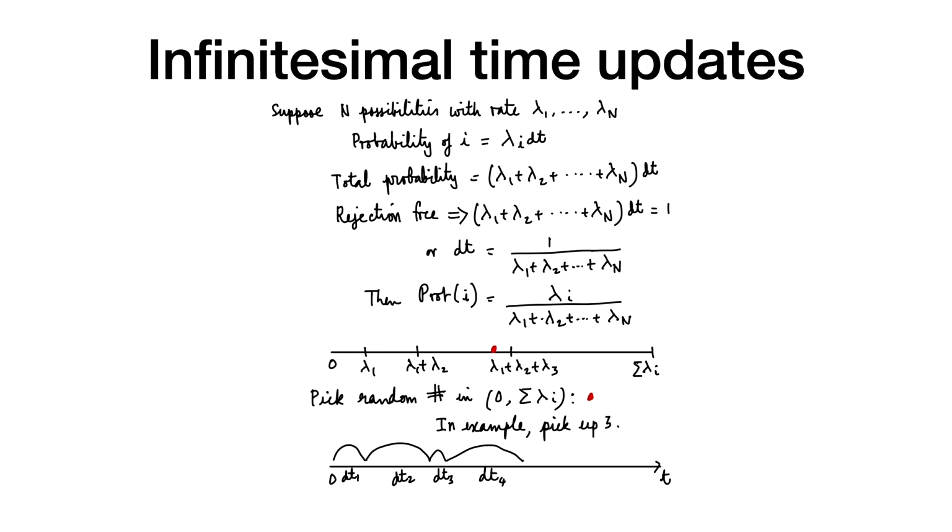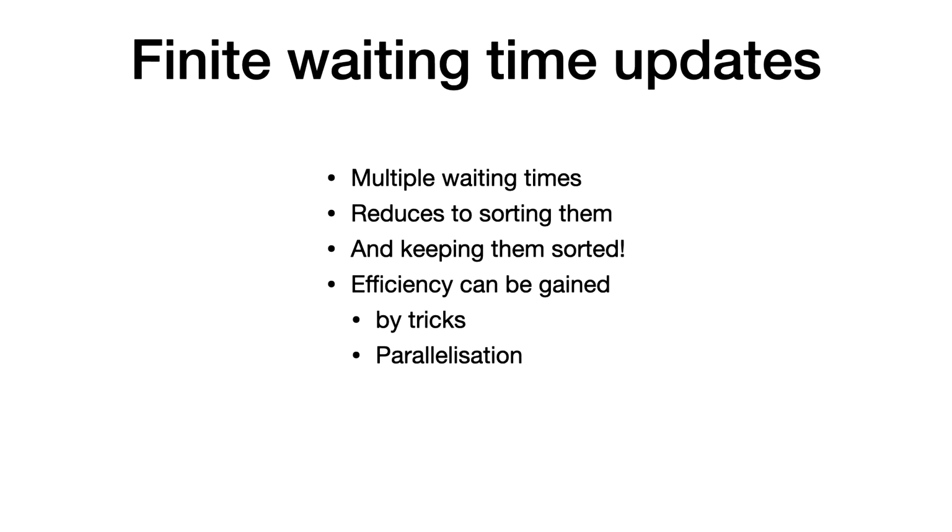The other way to do it is, of course, the finite waiting time updates. So now I again have n events, and I have waiting times for all of them. But now I have to decide which is the shortest waiting time. So this sort of simulation depends on how to sort these waiting times and how to keep them sorted. That part has a lot of overhead, but sometimes efficiency can be gained by tricks. How you sort things fast, that is up to you.